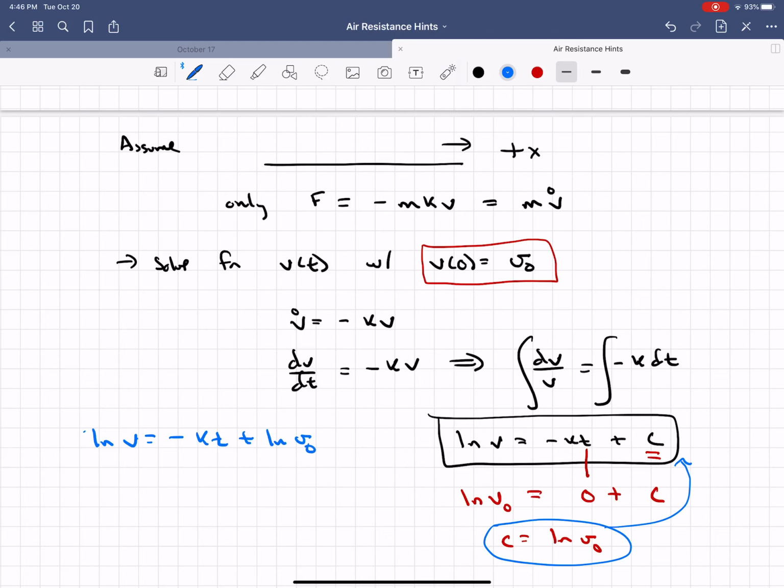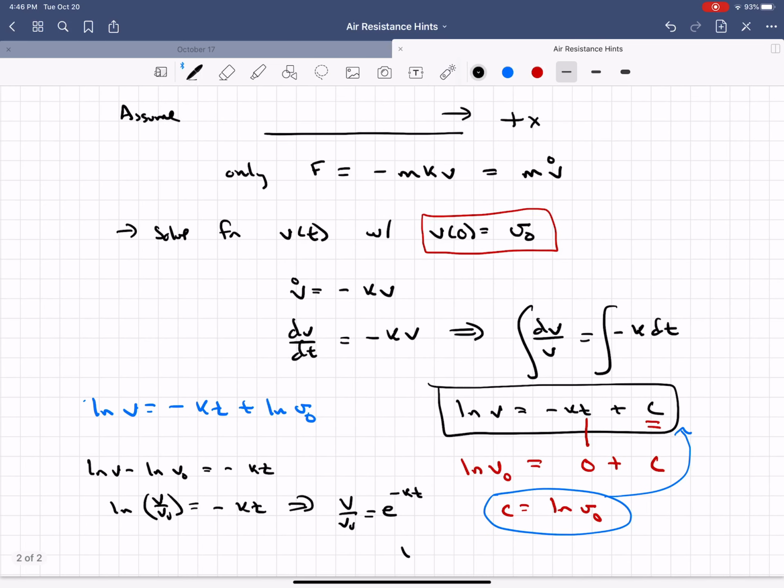And now I'm going to go to that fifth step, which was solving for v as a function of time. So I can write this as the natural log of v minus the natural log of v0 is minus kt. So the natural log of v over v0 is minus kt. If I exponentiate both sides, v over v0 is e to the minus kt, or finally I would be able to write v is v0 e to the minus kt. So that's my final solution where I've solved for v as a function of time.